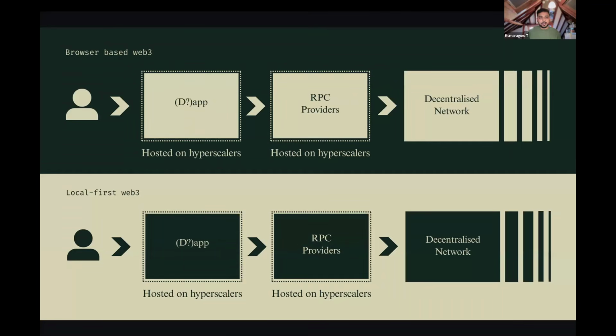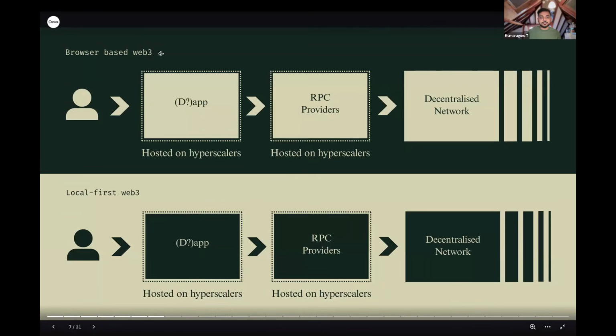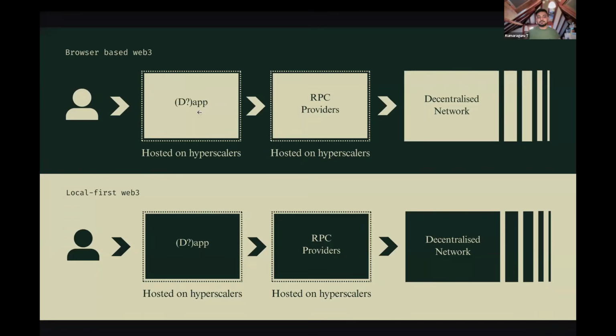Looking at how browser-based Web3 works in the Ethereum ecosystem, you as a user use a DApp, a decentralized app, which is hosted on a hyperscaler, which talks to an RPC provider that runs an Ethereum full node on another hyperscaler, which then talks to the decentralized network. But with local-first Web3, we are evading the whole two steps over here.